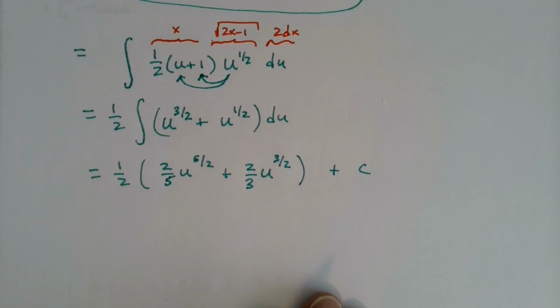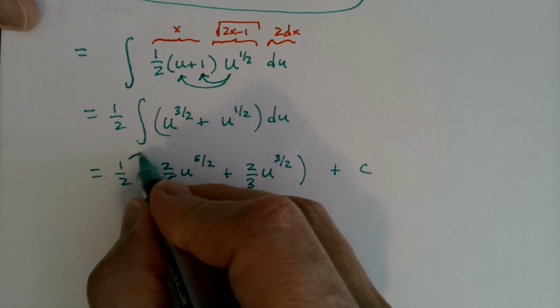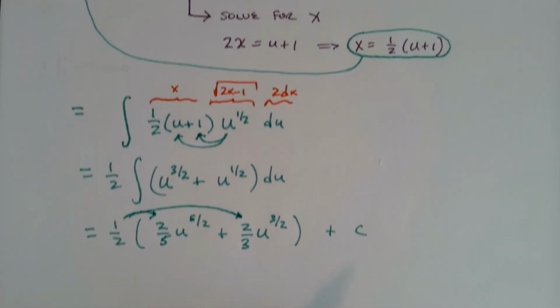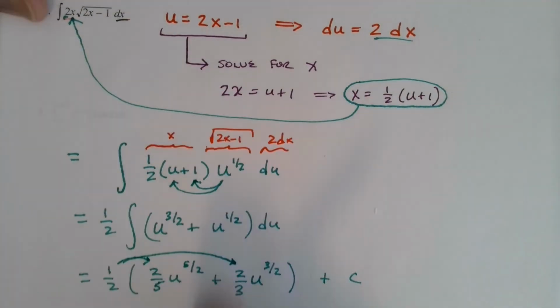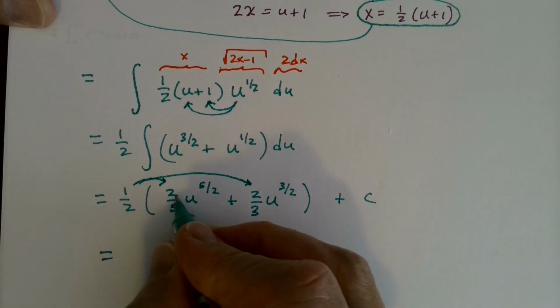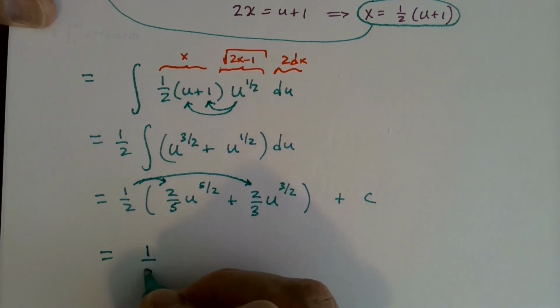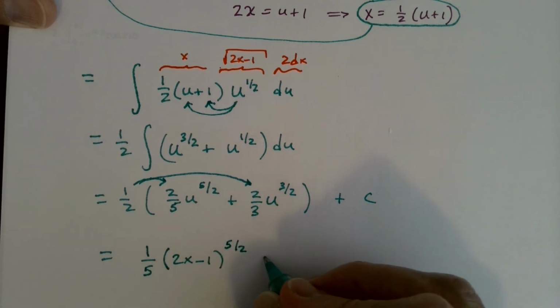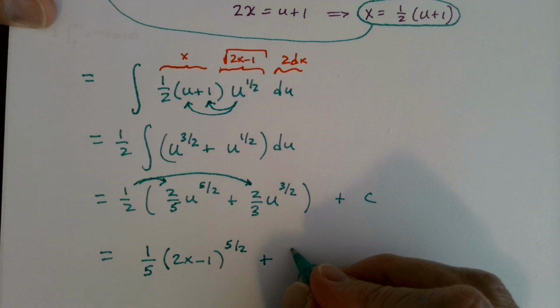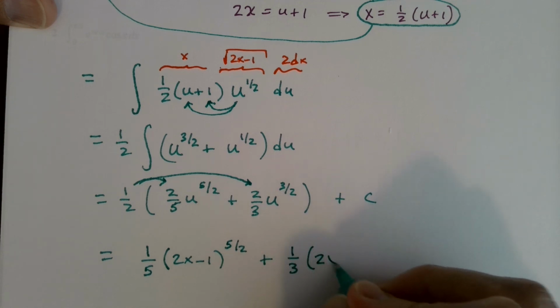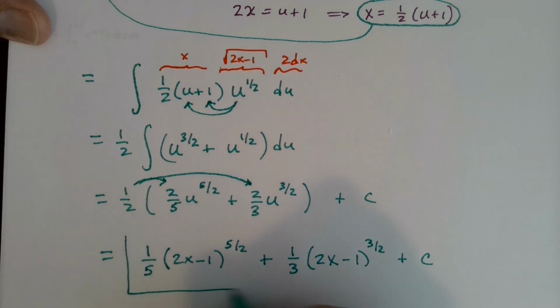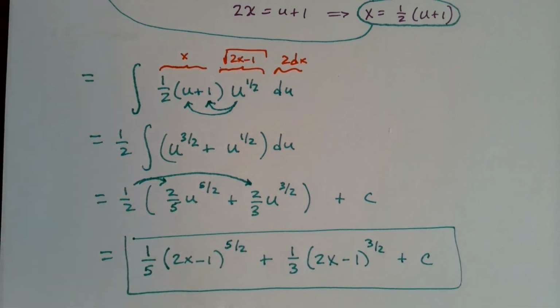And we can clean this up. I can distribute the 1/2 through, and then I will also go back to the original variable, right, which is u being 2x minus 1. So 1/2 times 2/5 is 1/5. u was what? 2x minus 1 to the 5/2 power, plus 1/2 times 2/3 is 1/3. u again, 2x minus 1 to the 3/2 power, plus c. Okay. So that's one way.